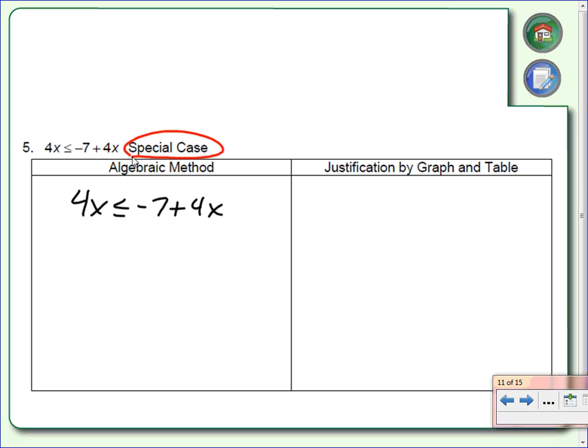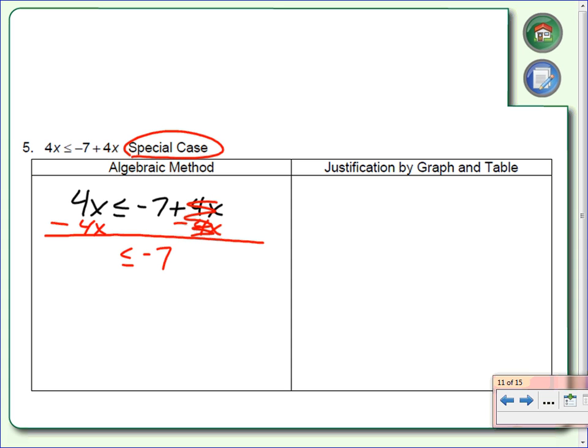Here's what we have. Something weird's going to happen on this one. You'll notice that we have x's on both sides. So what I'm going to do is get all the x's on one side. I'm going to take the 4 x's and move them to the left, so I'm going to subtract. Now look what's going to happen here. 4 x's minus 4 x's, gone. But I still have that -7.